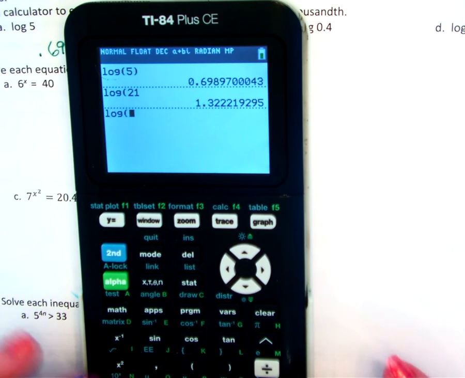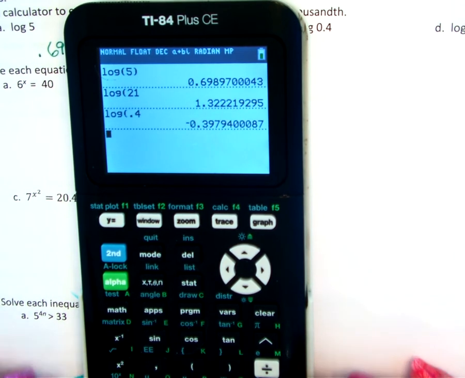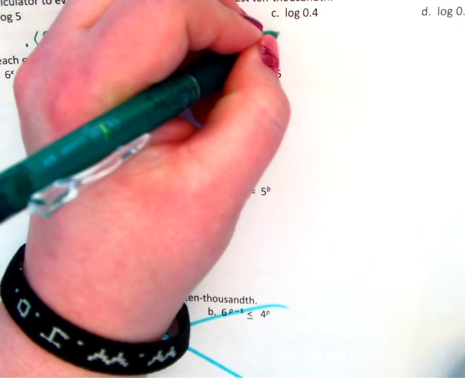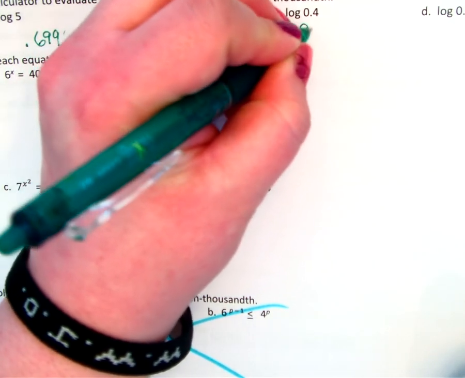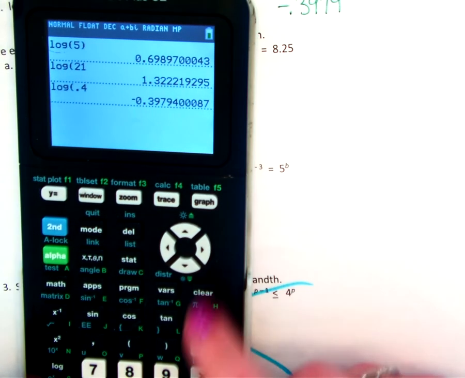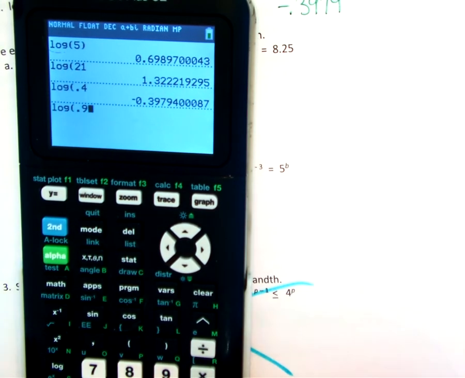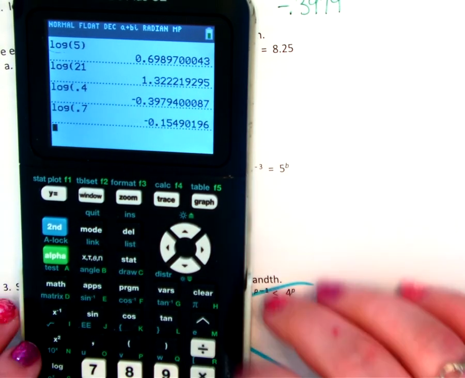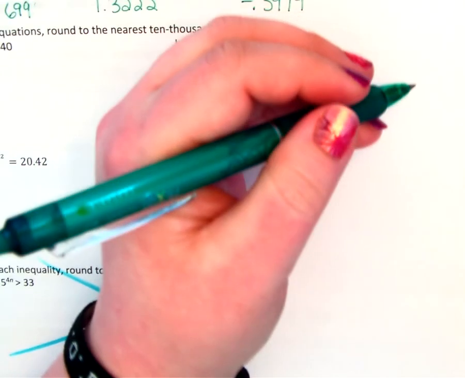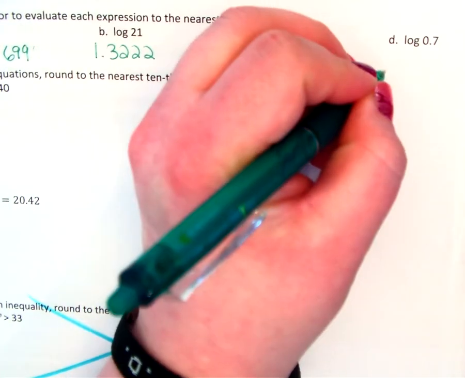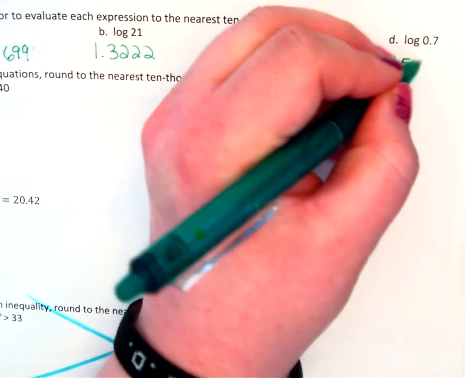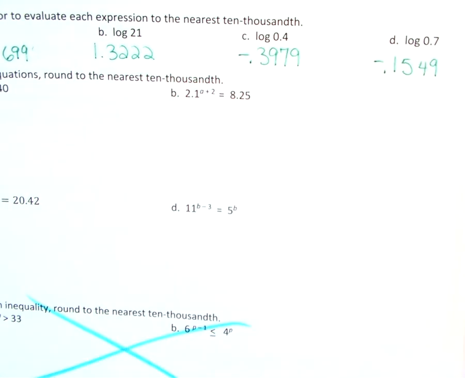Log of 0.4, log 0.7. Same process. Log 0.4, negative 0.3979. Sorry, negative 0.3979. And then log of 0.7. You are only able to do this if you have log with base 10. So log of 0.7 gives me negative 0.1549.